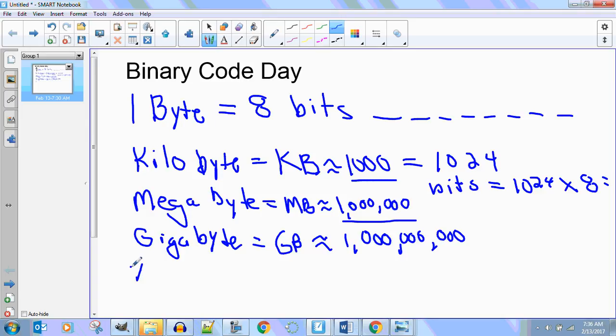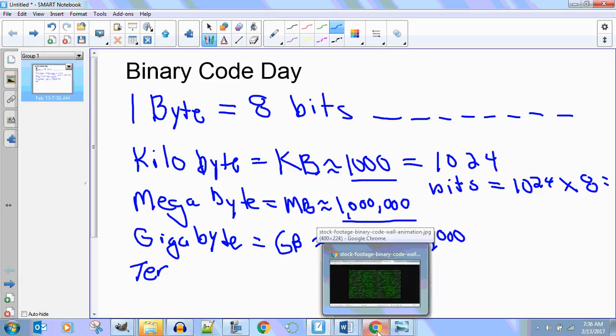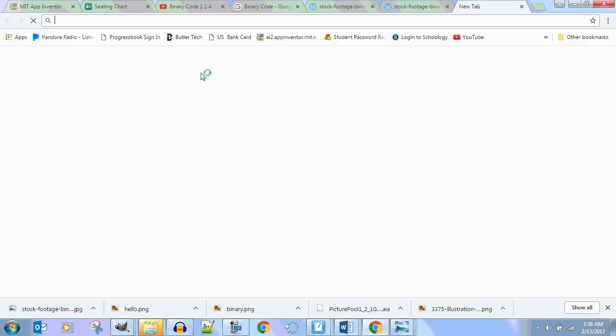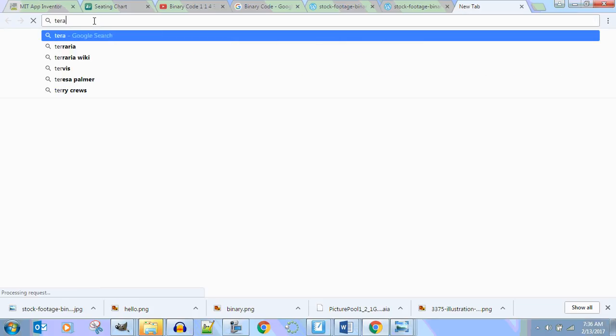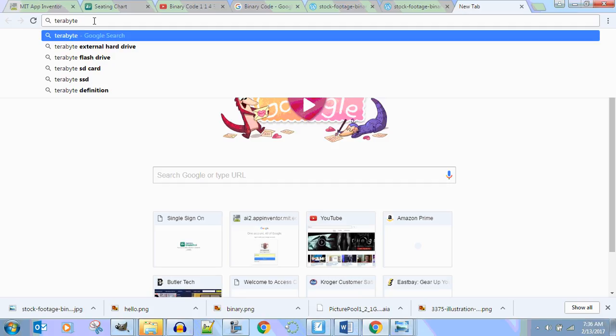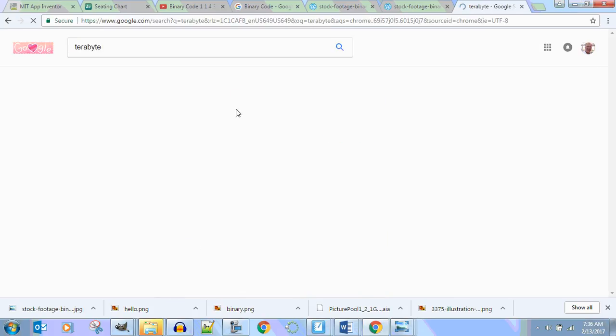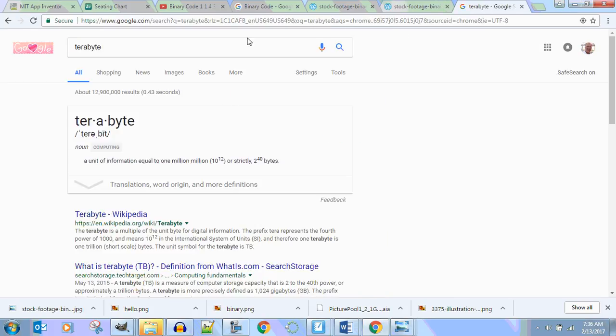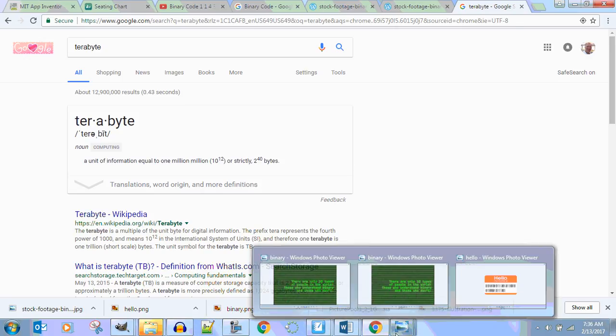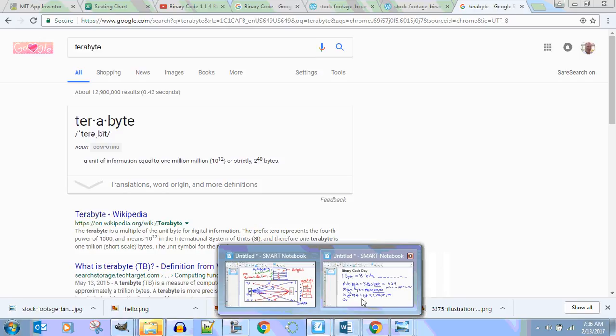No, the next one is, and I always spell this wrong. Let me go out here and go to Google real quick. And let's type in terabyte. I don't know if it's one R or two. Nope, I was right. It's one. So this is 10 to the 12, 2 to the 40 bytes. It's pretty big. Okay, so let's go back to my notes.